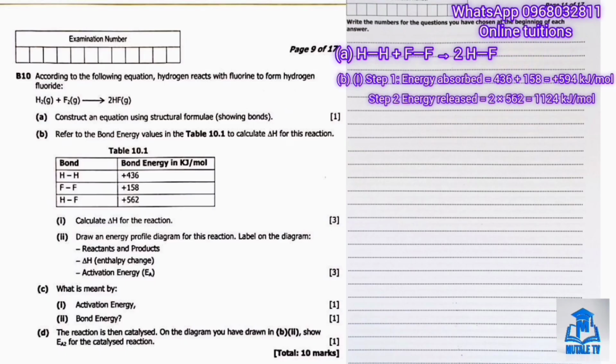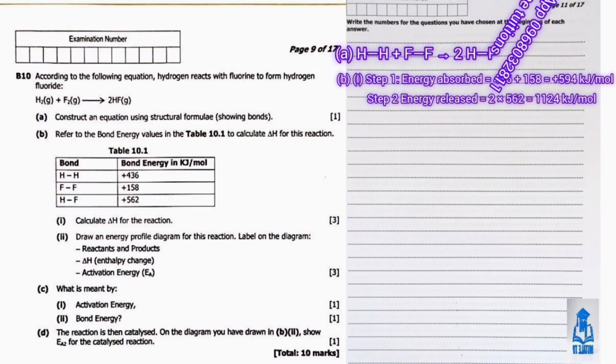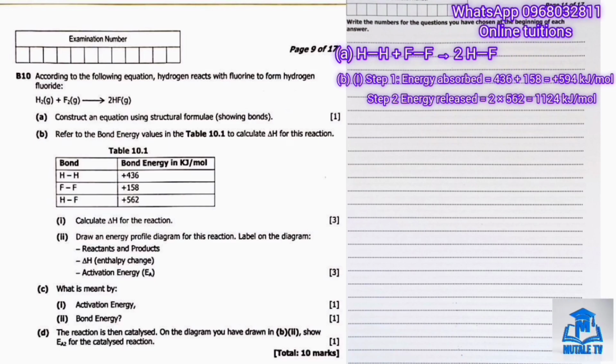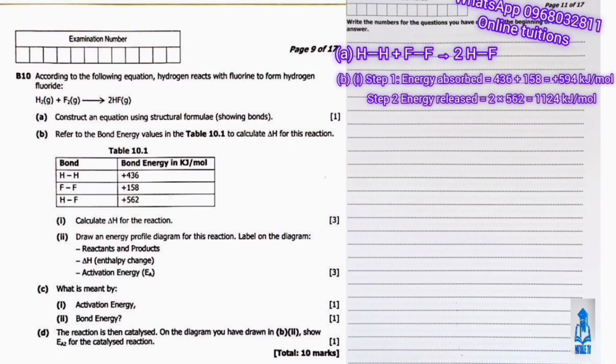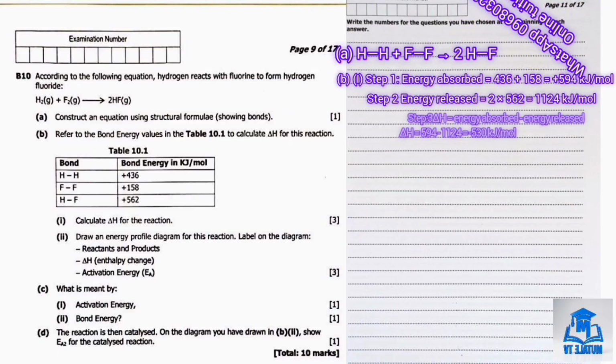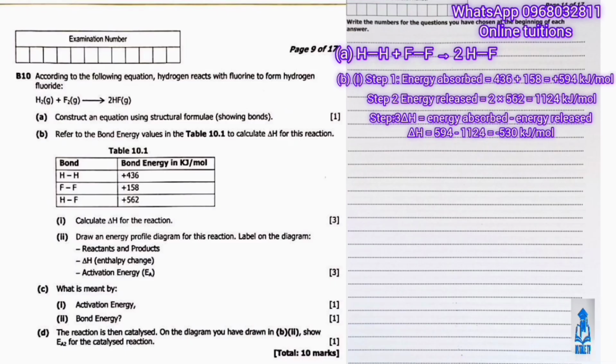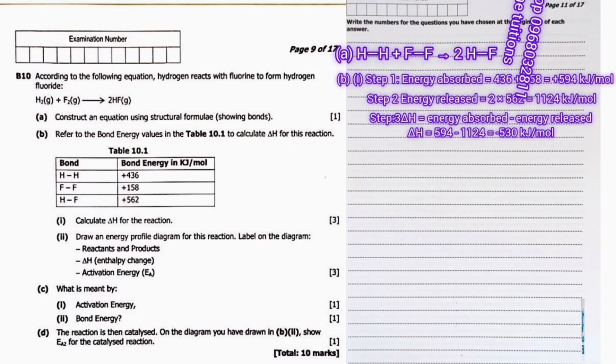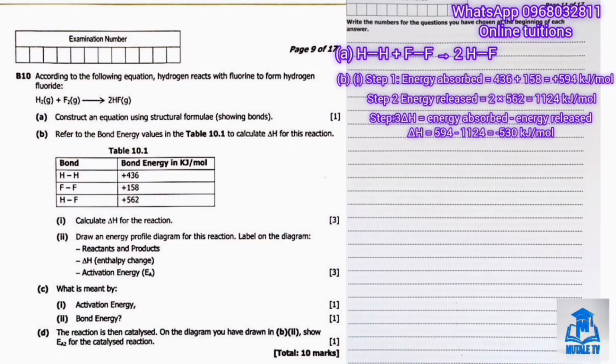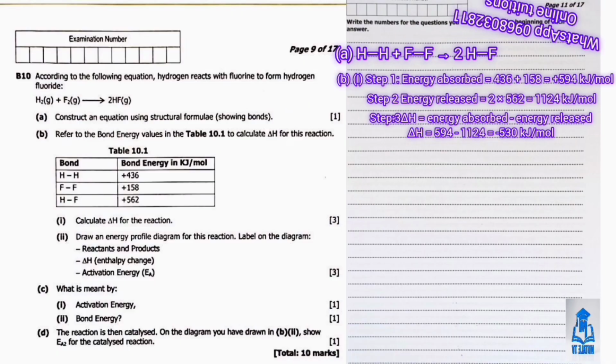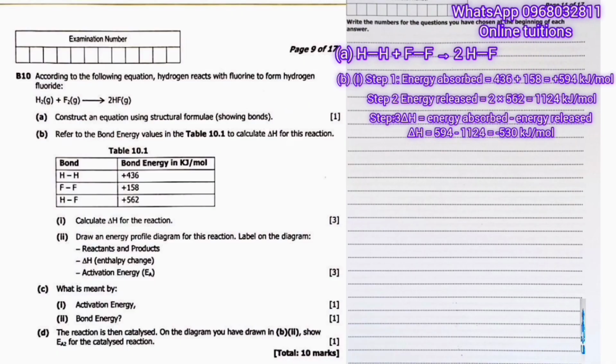Step number 2, we need to calculate the energy released when the bonds in the product are formed. We form two H to F bonds, so that's 2 times 562, which gives us 1124 kilojoules per mole released. Step number 3, calculate the delta H using the formula energy absorbed minus energy released. That's 594 minus 1124, which gives us minus 530 kilojoules per mole. Since the answer is negative, this tells us the reaction is what?